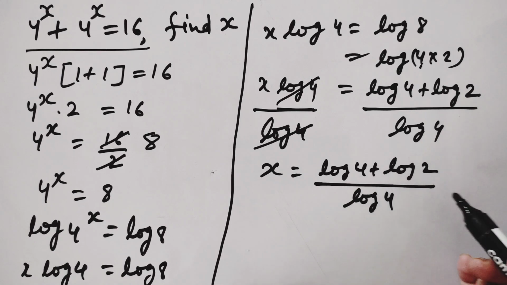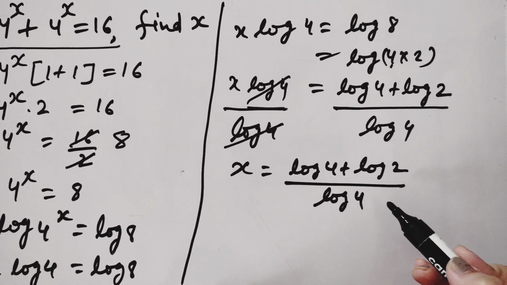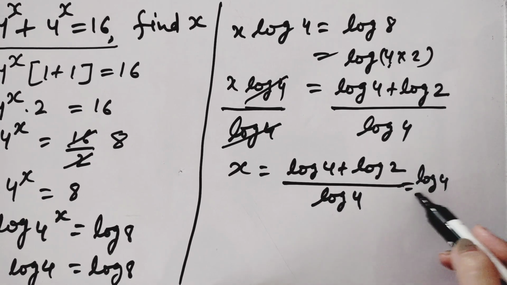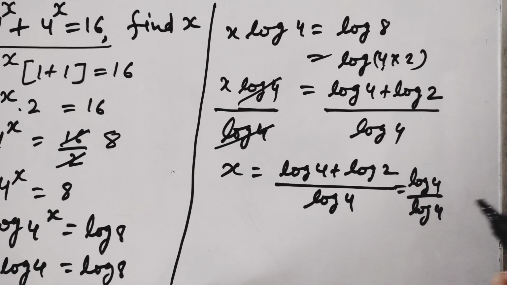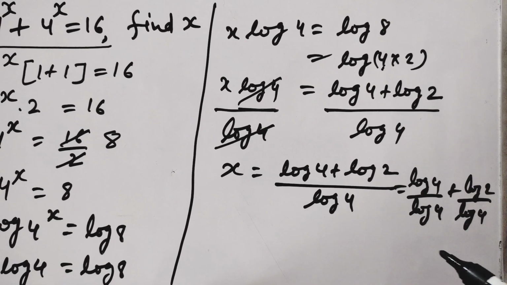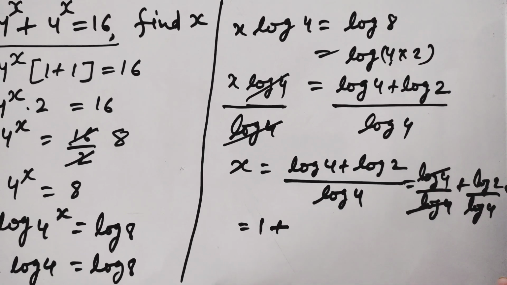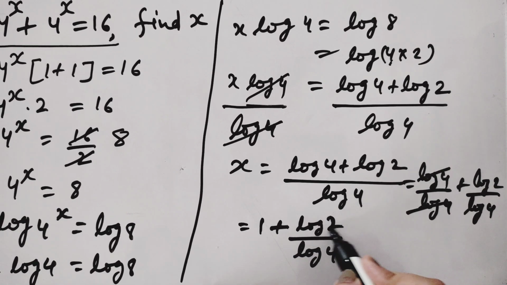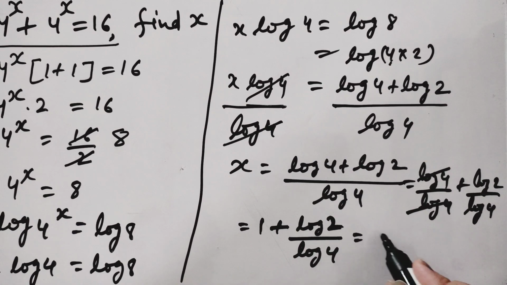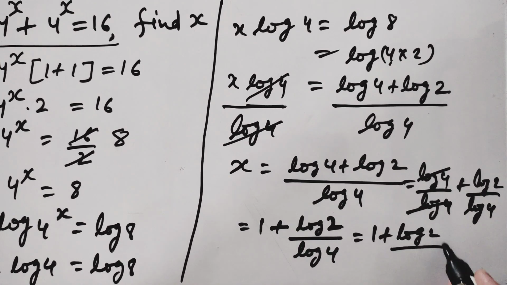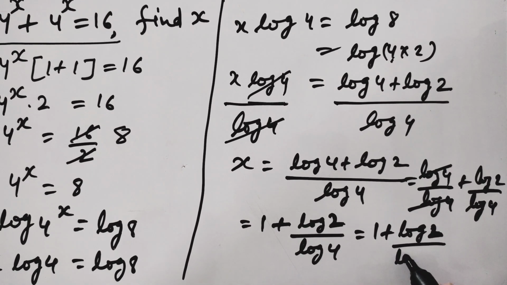Now we will split this log 4 separately. How to split? See, log 4 upon log 4 and here log 2 upon log 4. So this log 4 cancels out, so it will be 1 plus log 2 upon log 4. Now after that, 1 plus log 2 is correct, and log 4, we can write this 4 as 2 squared.